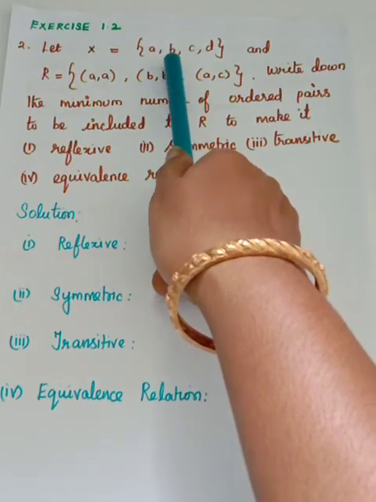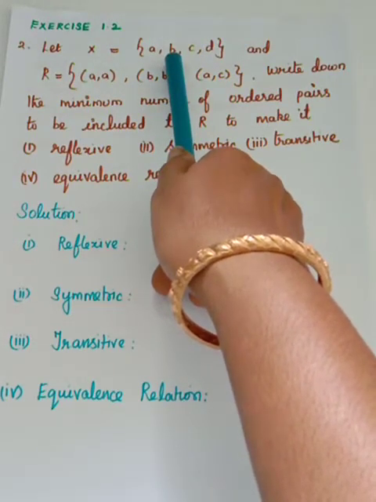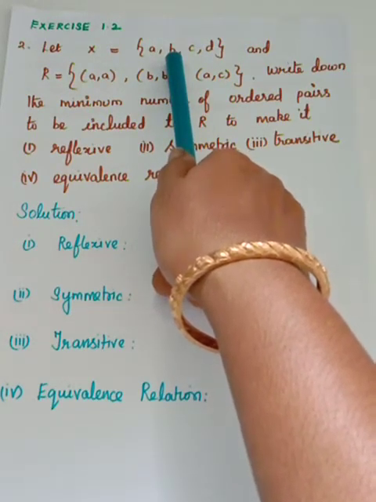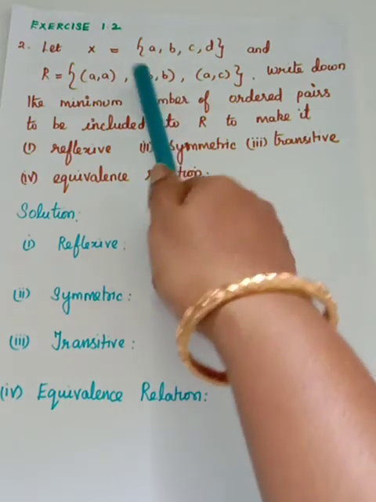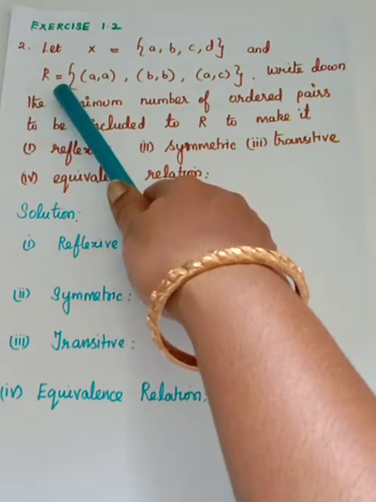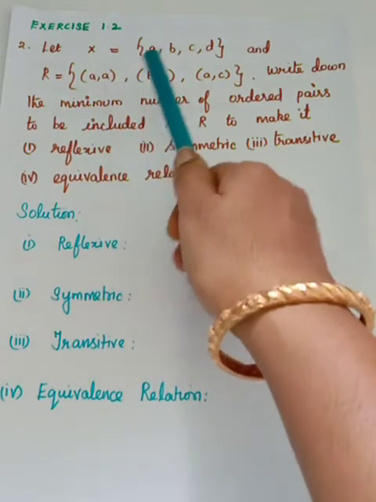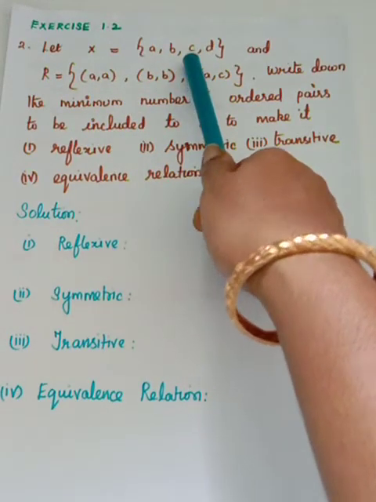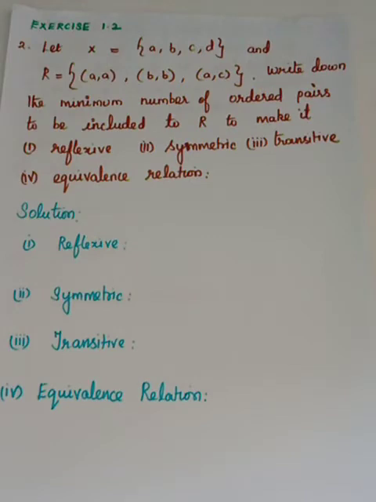If you consider the element b, what should the ordered pair be? B comma b. So b is related to b means b comma b should be in the relation, so it is there. If you consider c, c comma c should also be in that relation, then only we can say the relation is reflexive.